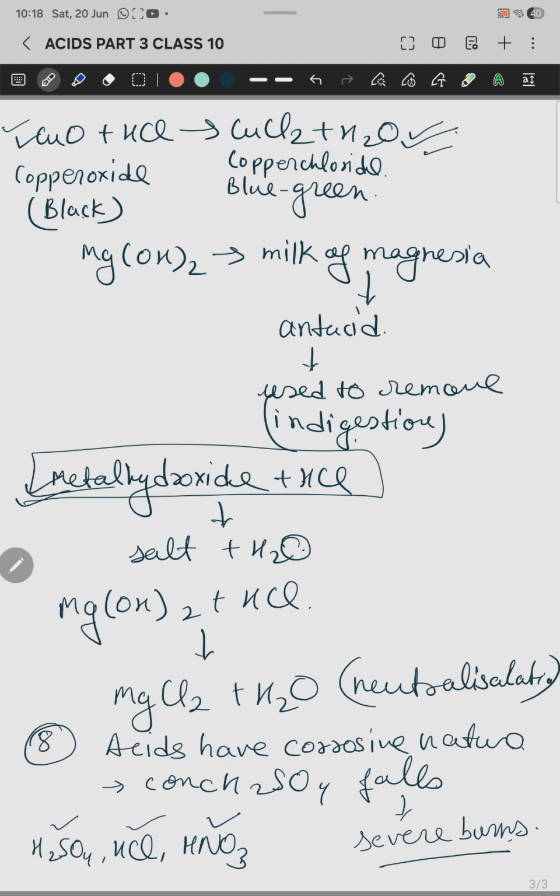So these 8 points, physical and chemical, are very important to all of you. So in part 3 we have completed the acid part. First one, what is acid? Second, what are the main characteristics, the main points we did in part 2. Now in the third part we completed the physical and chemical properties.